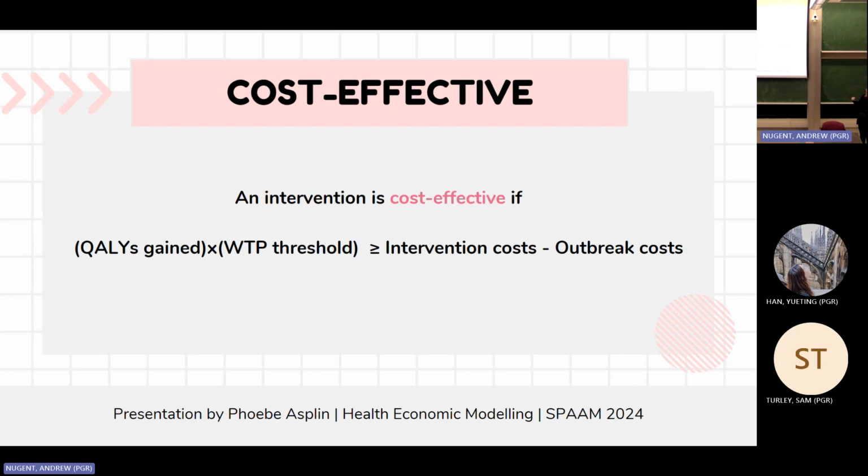So now we have all of our pieces and we can put it all together, and we end up with this sort of equation for cost effectiveness. It's basically just that if the monetary benefit of our QALYs gained is greater than our overall cost, then it's cost effective.